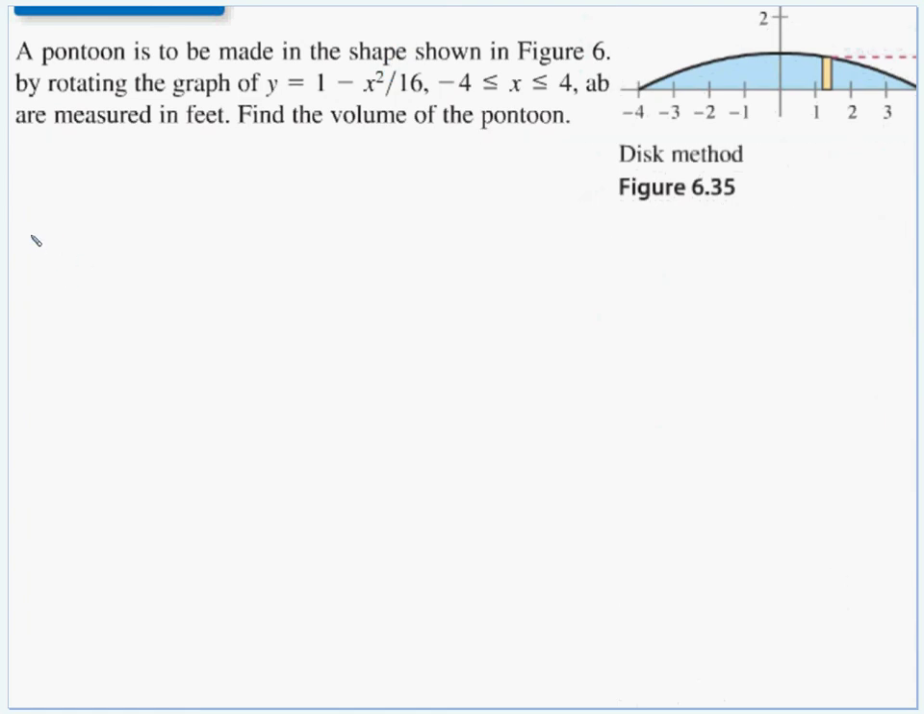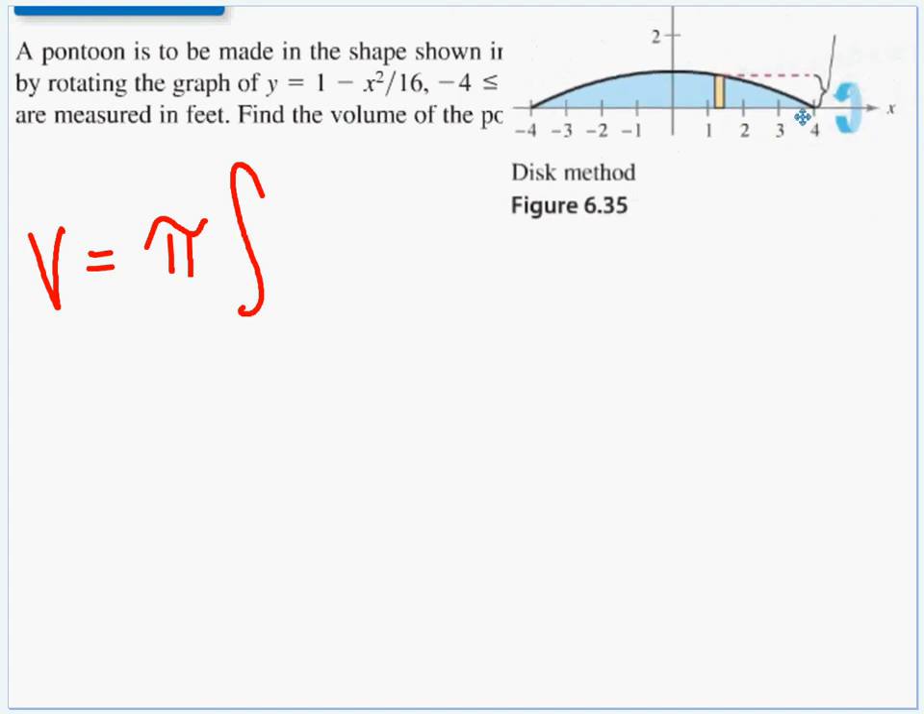So if we think back to the last section, volume is going to be pi. And is this disk or washer? We are touching our axis of rotation all the way across, so this is going to be disk method. We're going to start accumulating at -4. We are going to go up to +4.